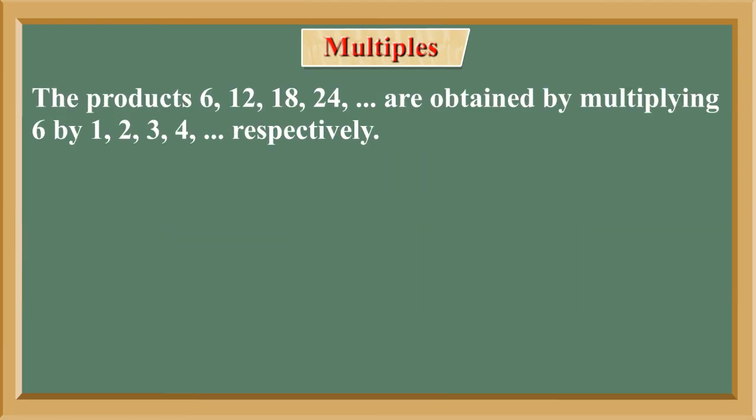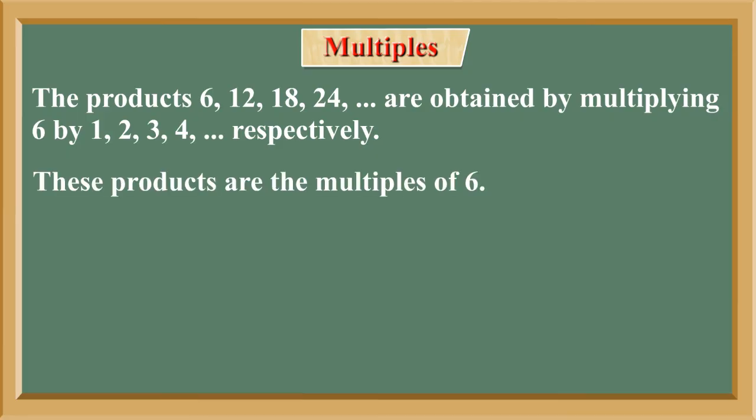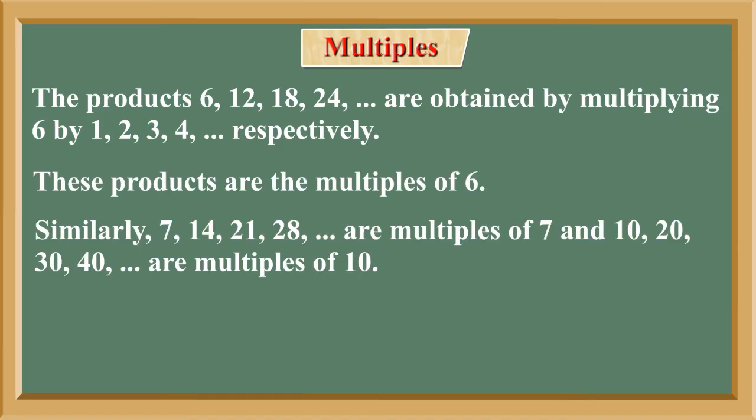The products 6, 12, 18, 24 are obtained by multiplying 6 by 1, 2, 3, 4 respectively. These products are the multiples of 6. Similarly, 7, 14, 21, 28 are multiples of 7 and 10, 20, 30, 40 are multiples of 10.